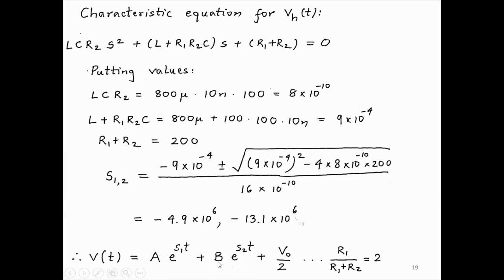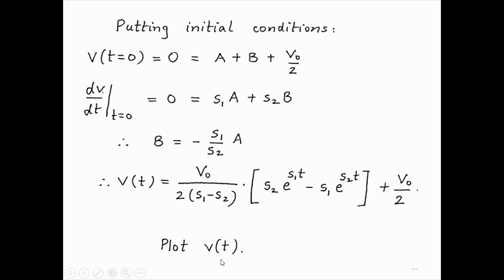Now we must find A and B. So we impose initial conditions. So V at t equal to 0 is 0. So that is A plus B plus V0 by 2. dV/dt is also 0, which is equal to S1A plus S2B. And from these two we can find A and B, and I have found them. And so this becomes the final solution of the differential equation.